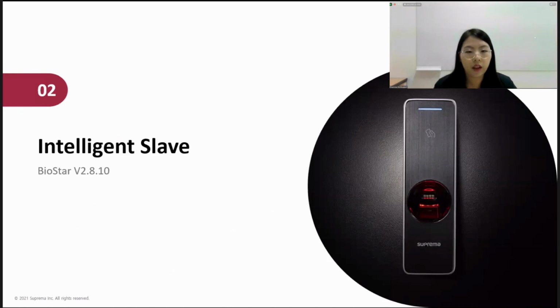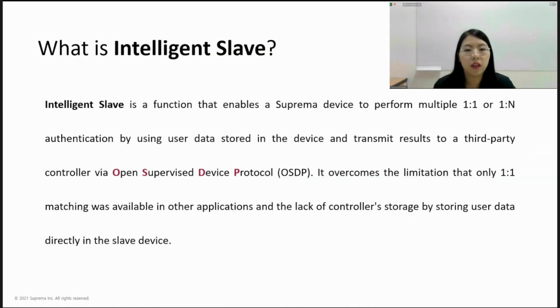Let's take a look at the second new feature, the intelligent slave. What is an intelligent slave? Intelligent slave is a feature that enables a Suprema device to perform multiple one-to-one or one-to-N authentication by using user data stored in the device and transmit results to the third-party controller through Open Supervised Device Protocol, which is OSDP. It overcomes the limitation that only one-to-one matching was available in other applications and the lack of controller storage by storing user data directly in the slave device.